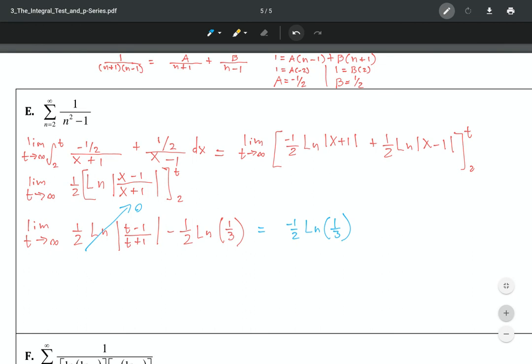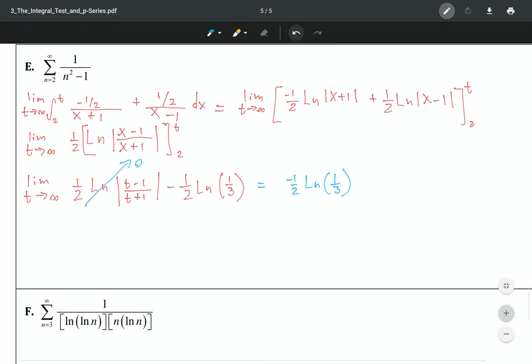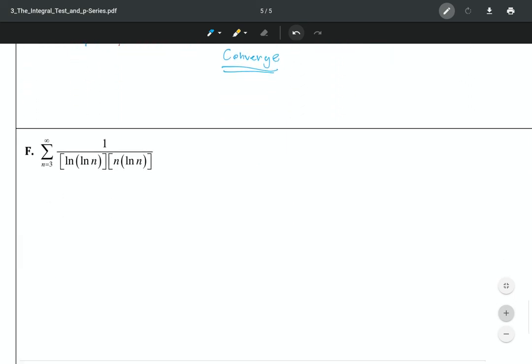Now, this is not the infinite sum, okay? But what it tells me, the integral test, which is what I just did, it tells me that this sum is going to converge. Okay, that's all it tells you. It doesn't tell you anything else. It just tells you that this sum right here will converge to a single value eventually. All right, so let's look at f.